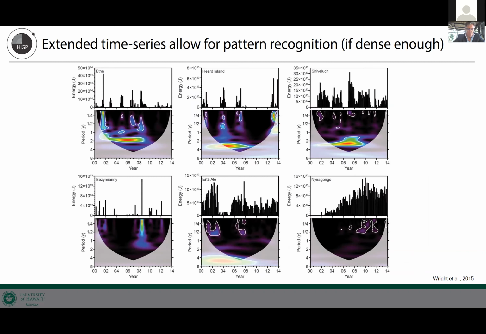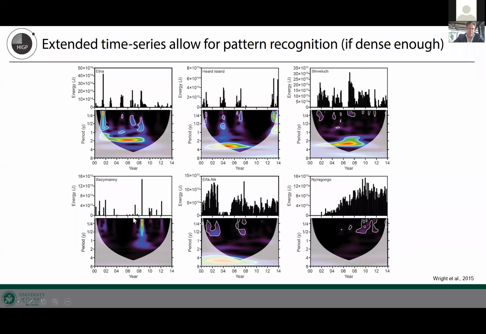This was some wavelet analysis that I did from MODVOLC derived time series. The problem with this is we don't have long enough time series to do this type of analysis with enough measurements in it. If you're familiar with this work, you can't trust anything in this pale region because you're getting towards the edge of the data set. I found some evidence for periodicity at Mount Etna and Heard Island and Shiveluch, but most volcanoes didn't show any evidence for periodicity.